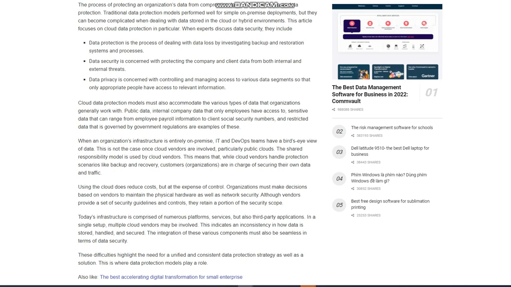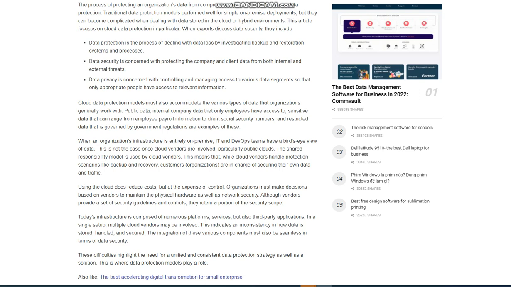Public data, internal company data that only employees have access to, sensitive data that can range from employee payroll information to client social security numbers, and restricted data that is governed by government regulations are examples of these.